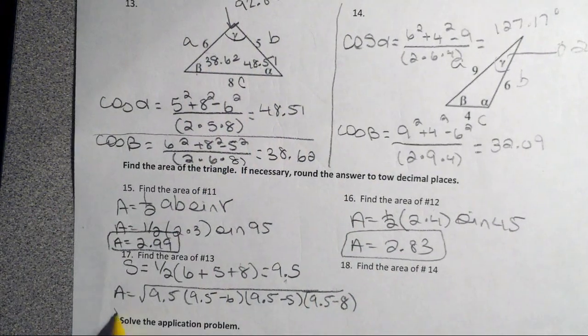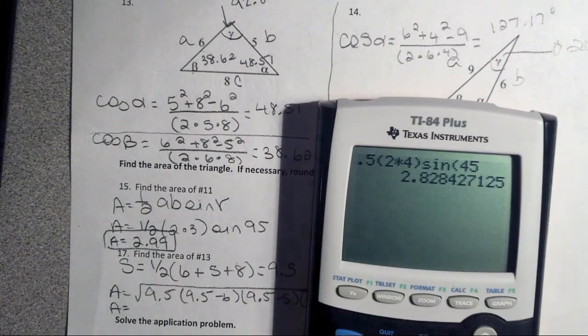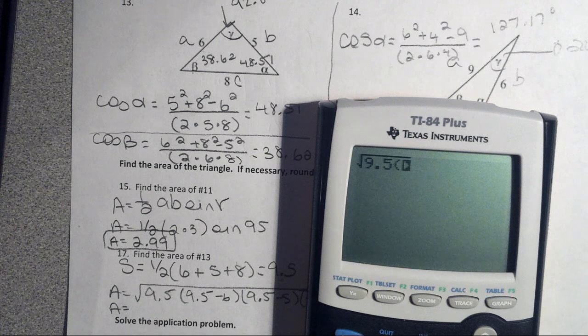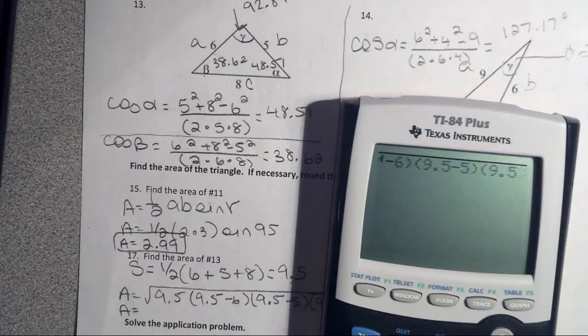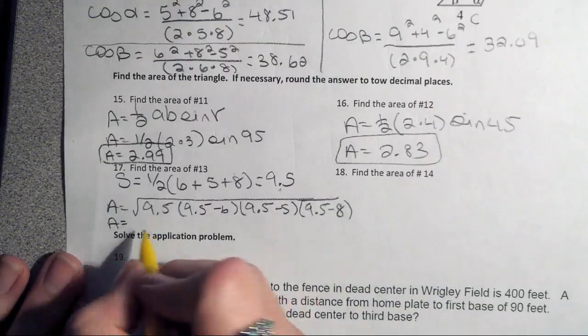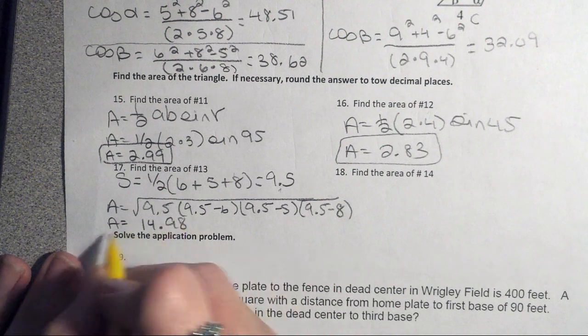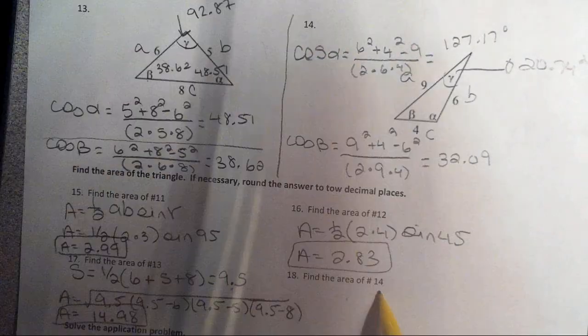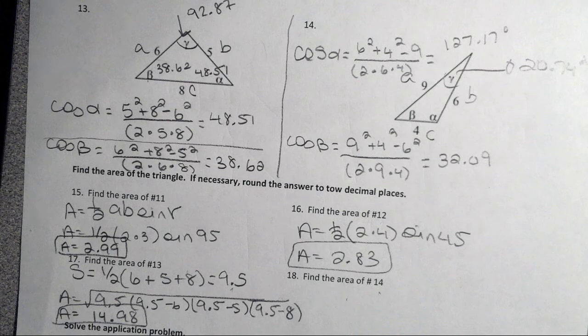When you type this all into your calculator, I'm going to type it straight in exactly the way I see it. The square root of 9.5 times (9.5 minus 6), (9.5 minus 5), and (9.5 minus 8). And we get 14.98. And that's your answer. We typed it all in at once. So that's my answer. And I'm done. Okay, pause the video and go do number 18. It's using triangle 14. It's going to be the exact same steps, and then come back and check it with me.